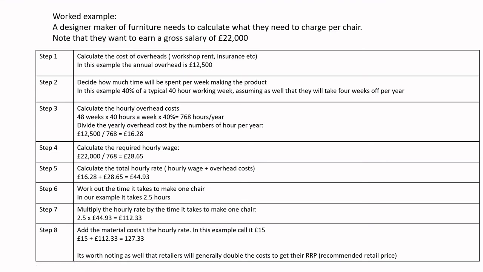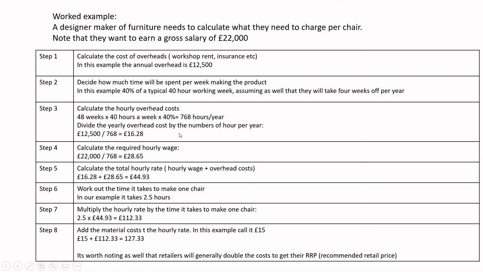Assuming as well that they'll take holiday, so they'll take 4 weeks off a year because everyone likes to go on holiday, and then Christmas and that type of thing. So then calculate the hourly overhead costs. So 48 weeks a year, 40 hours a week, times 40%. So in total, we're going to be looking at 768 hours a year total. So divide the yearly overhead cost by the number of hours. We said that overall, the annual overheads is £12,500, and we're going to work 768 hours. So divide it, and basically it's £16.28. That's the hourly rate.